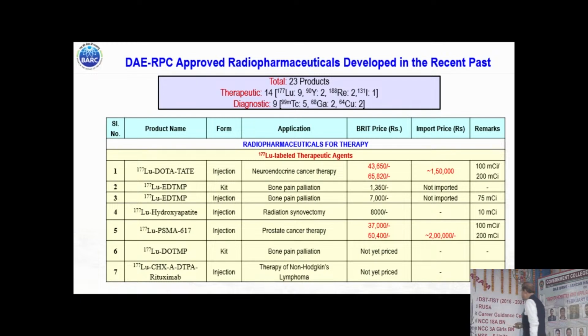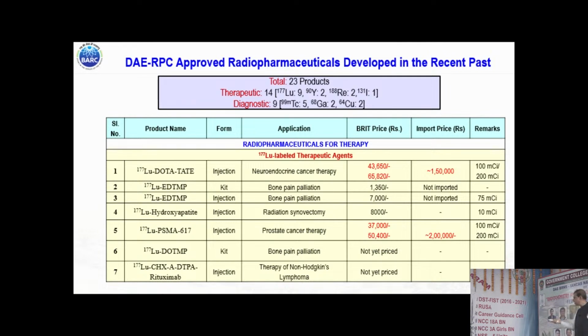So, Dotatate, that is used for neuroendocrine cancer therapy, we now supply from this year, 15 days, monthly twice. Our cost is here, and you can see the import cost. This is only the cost of medicine. Apart from this, hospital charges and other things will be added. So, this is the PSMA that I am talking about. This is the prostate cancer treatment. This is the cost at which DAE is supplying, and this is the import price.